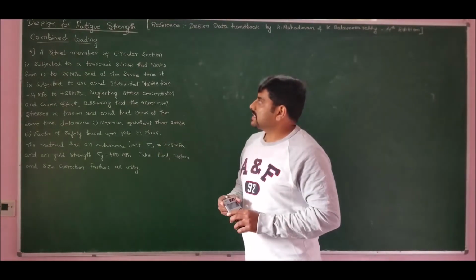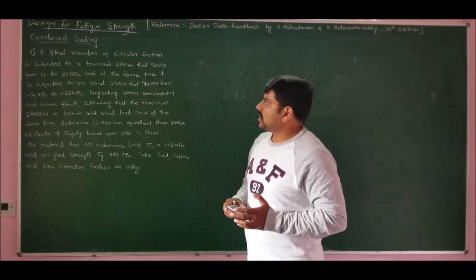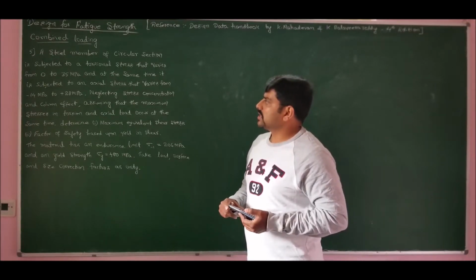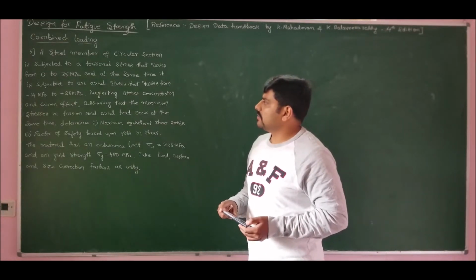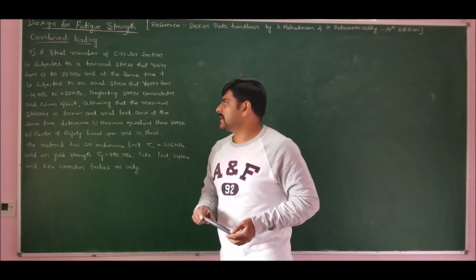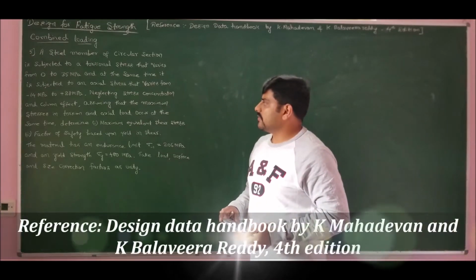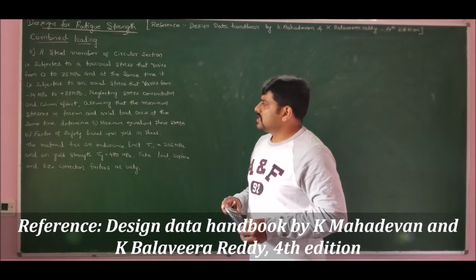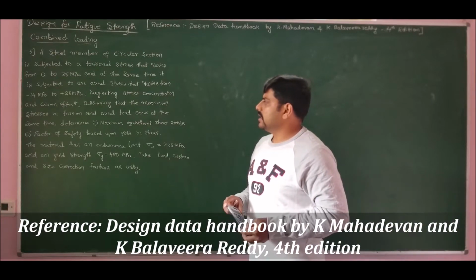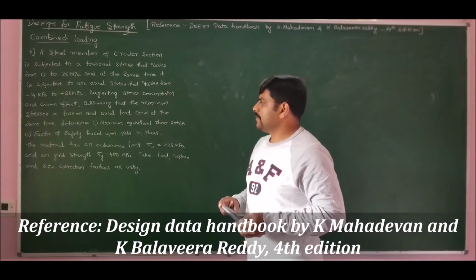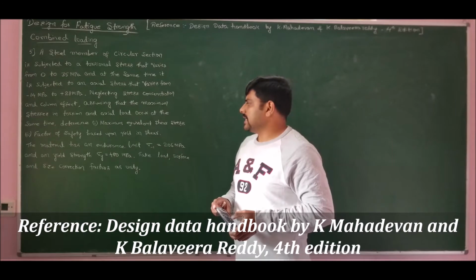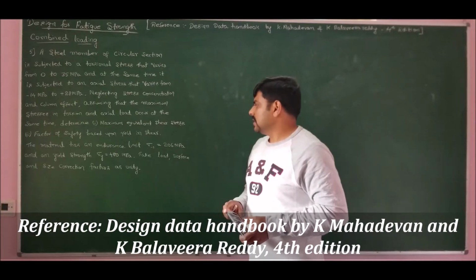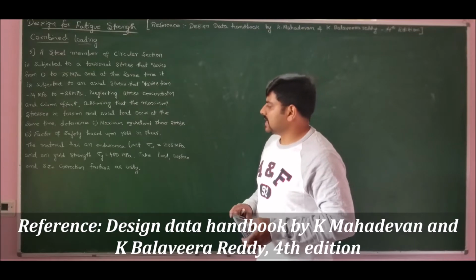Problem number 5 states that a steel member of circular cross section is subjected to a torsional stress that varies from 0 to 35 megapascals, and at the same time it is subjected to an axial stress that varies from minus 14 megapascals to plus 28 megapascals. Neglecting stress concentration and column effect, assume that the maximum stresses in torsion and axial load occur at the same time. Determine the maximum equivalent shear stress and the factor of safety based upon yield in shear. The material has an endurance limit of 206 megapascals and a yield strength of 480 megapascals. Take load, surface and size correction factors as unity.